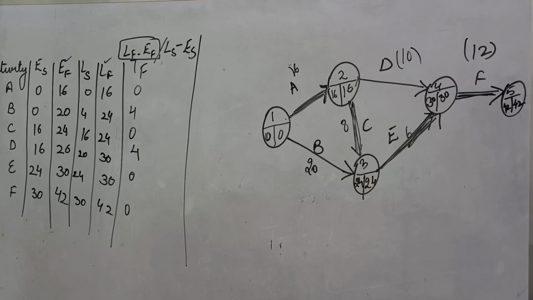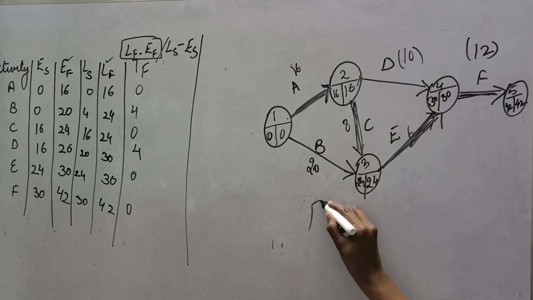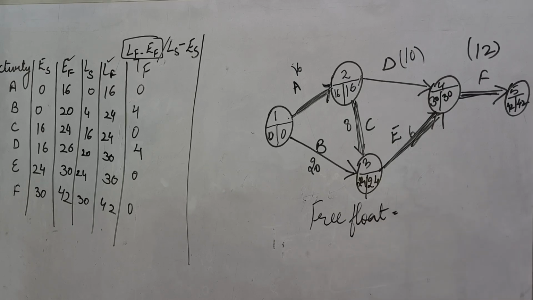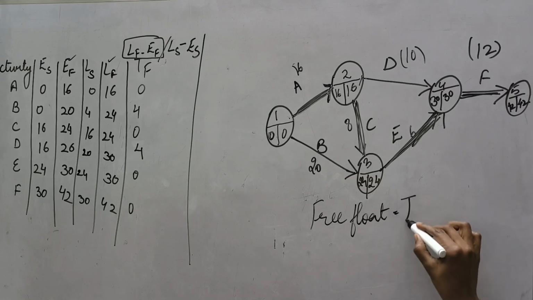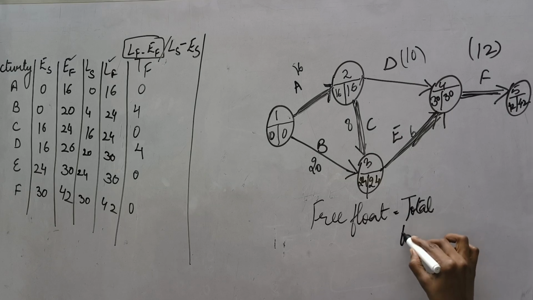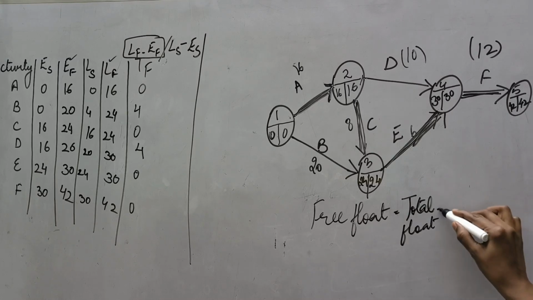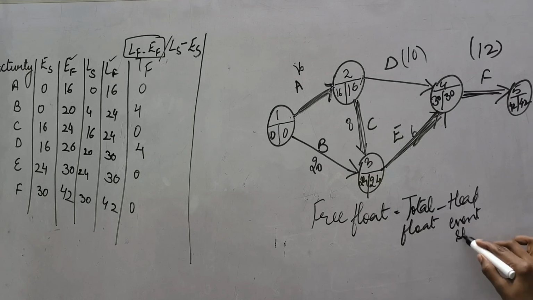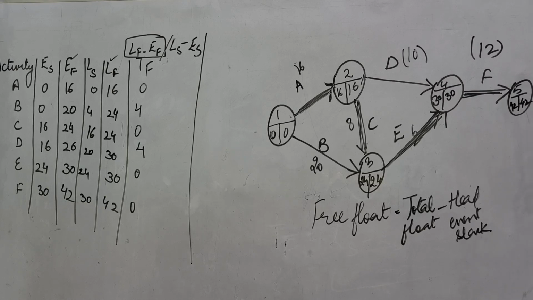The second thing that may be asked in the questions is free float. We have calculated total float. Now you may be asked to calculate the free float. To calculate the free float, there is a formula: the total float that we just calculated minus head event slack. I told you what is head and what is tail, so you have to calculate those differences also.